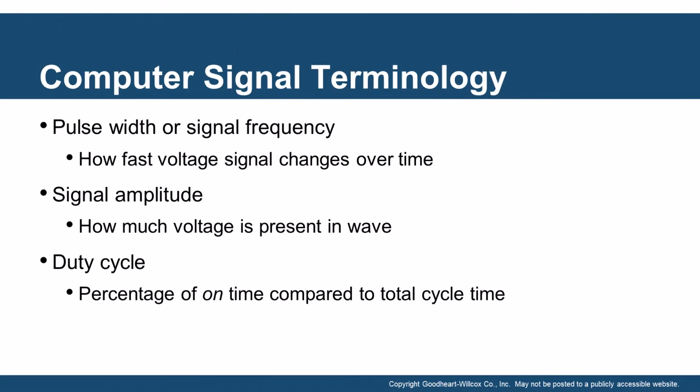When dealing with these computer signals, we have some terms that we typically use. You'll hear the term pulse width or signal frequency. This is how fast the voltage signal is changing over time, and as computers have gotten better, those signals change much quicker. There's also signal amplitude: how much voltage is present in the wave? So different voltages, whether it's a 5-volt or 12-volt system, will have a different amplitude. The duty cycle is the percentage of on time compared to the total cycle time. So in other words, how many times does it cycle within 1 minute or 30 seconds?